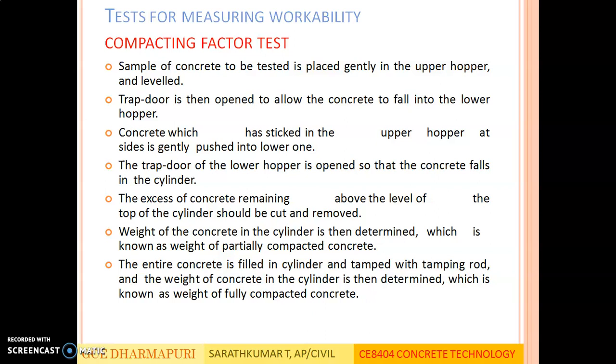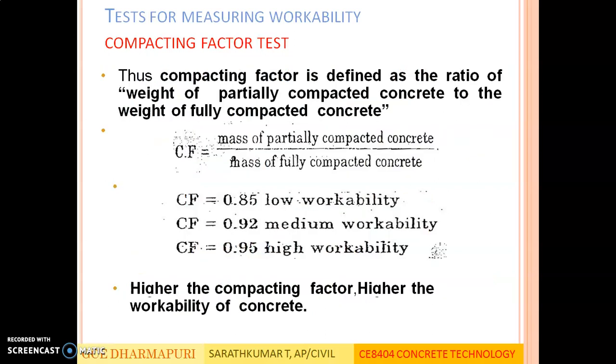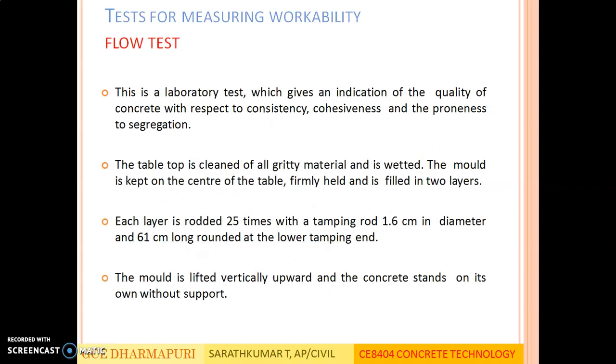The weight of the concrete in the cylinder is then determined, which is known as the weight of partially compacted concrete. The cylinder is then entirely filled with concrete and tamped with a tamping rod, and the weight of concrete in the cylinder is determined, which is known as the weight of fully compacted concrete. With these two weights, the compacting factor value will be calculated. If the compacting factor value is 0.85, it is low workability. If it is 0.92, medium workability, and if it is 0.95, it is high workability. The higher the compacting factor, the higher the workability of concrete.